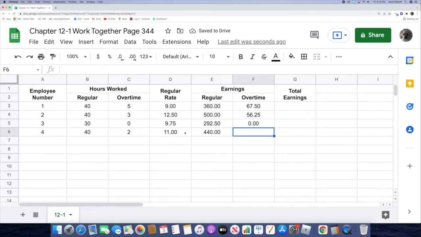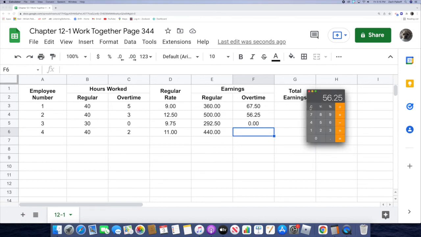And for employee number 4, they had a regular rate of $11 per hour, and they worked 2 overtime hours. So if we take the regular rate, which is $11 per hour, and multiply it times 1.5, that will give us $16.50. We are then going to multiply that number times the number of overtime hours worked, which are 2, and that will give us $33, which are the overtime earnings for employee number 4.